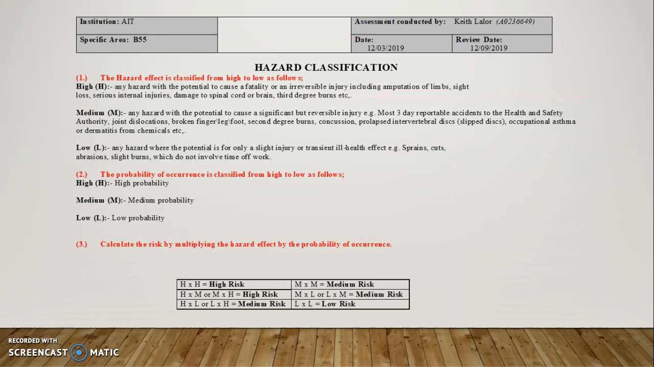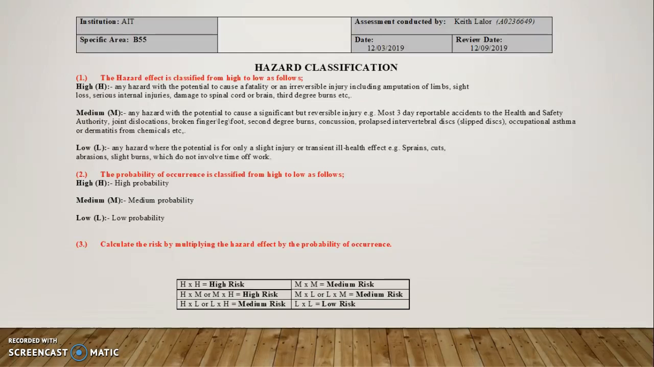This is a hazard classification page. Up top we have the different classes of hazard, starting with high. This is any hazard with the potential to cause a fatality or an irreversible injury, such as sight loss. Medium. This is any hazard with the potential to cause a significant but reversible injury, such as joint dislocations or a broken finger. Low. This is any hazard where the potential is only for a slight injury or transient ill health effect, such as sprains or cuts.